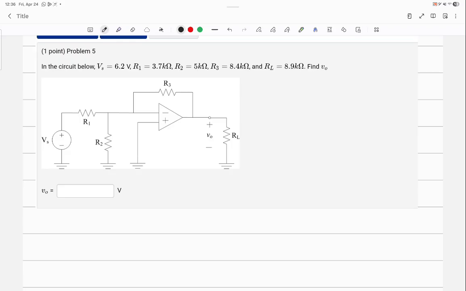Samuel, do the whole thing yourself. I positive is 0. I negative is 0. V positive is 0. So V negative is also 0.